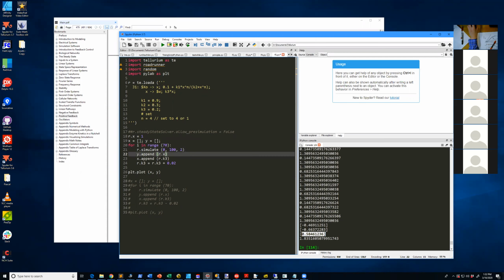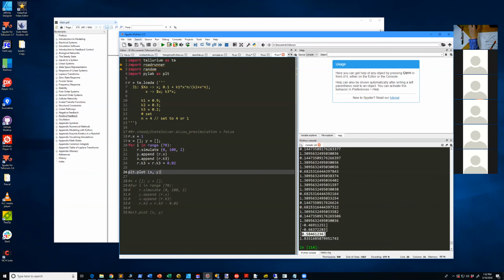At that point, I'm going to record X, and I'm going to record K3, and then I'm going to increase K3 by a small amount, and I'll do it again. So I'm going to collect values of K3 and values of X in these two arrays, or lists rather, and then I'm going to plot them.